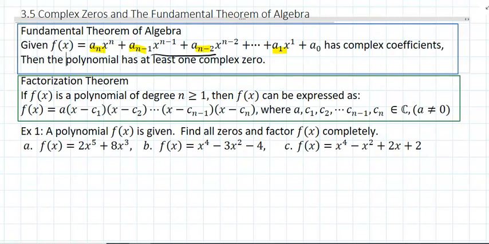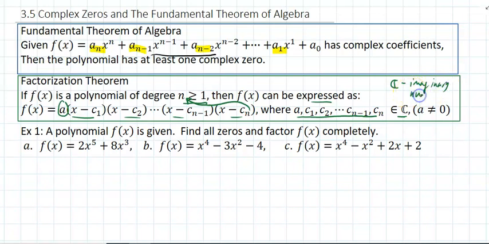The factorization theorem states, if f of x is a polynomial of degree bigger than or equal to 1, then f of x can be expressed as the product of n factors where all of these zeros, c1, c2, c3, and this number right here, belong to C, and C is the complex plane. C means complex numbers.